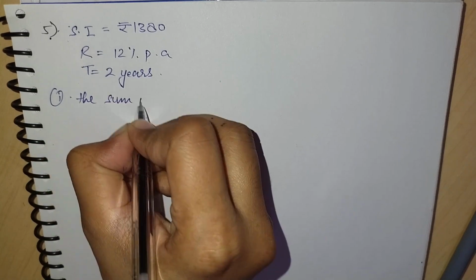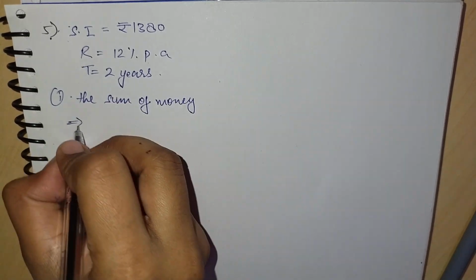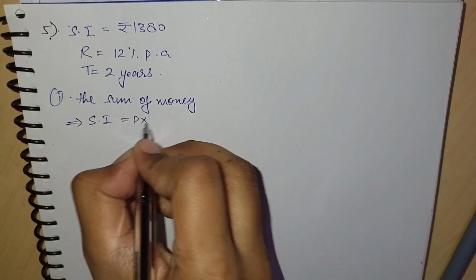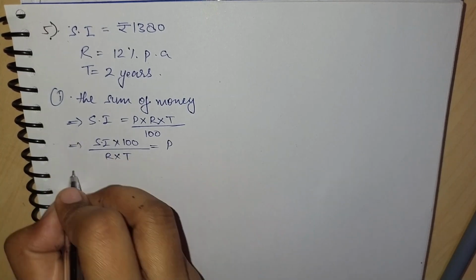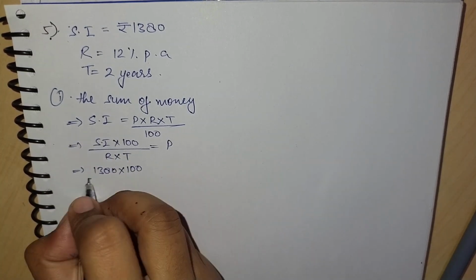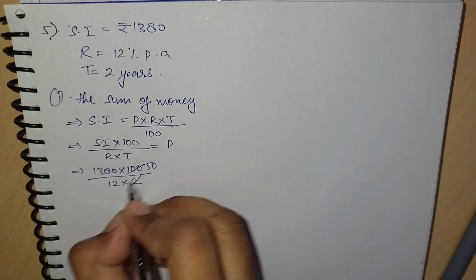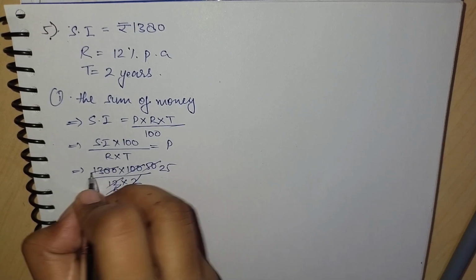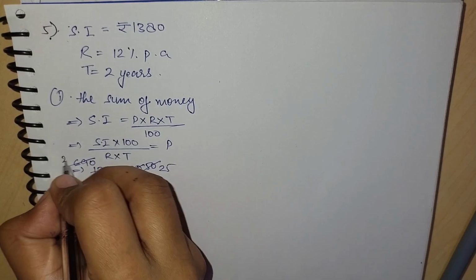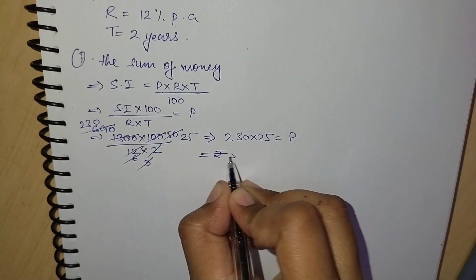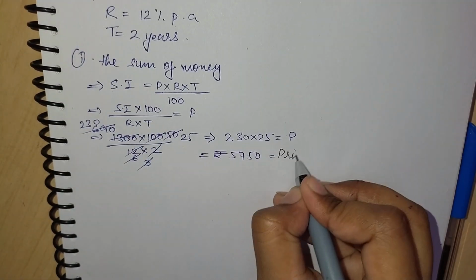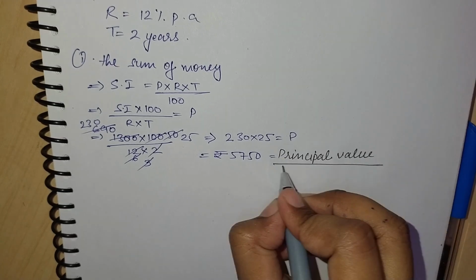So first question is we have to find the sum of money here. So we will firstly put the PRT by formula, PRT by 100. So we will get the principal value by this formula. On cancelling this whole thing, we will get as 690 into 25, 230 into 25 equal to principal value equal to 5,750 as the principal value here.